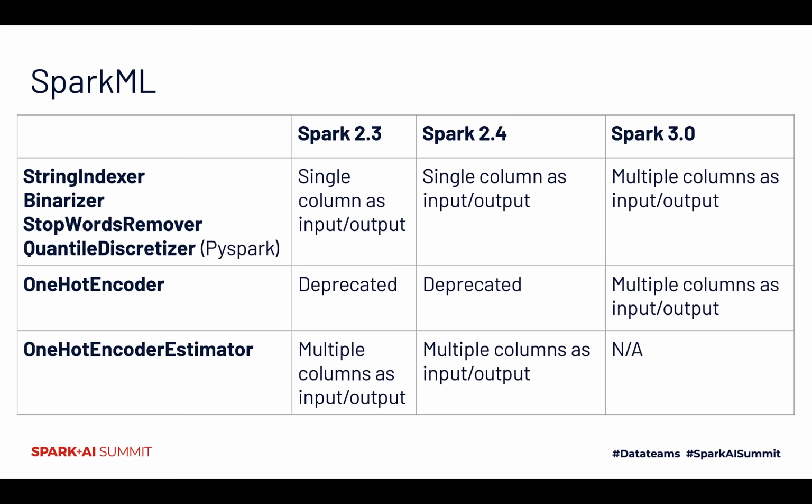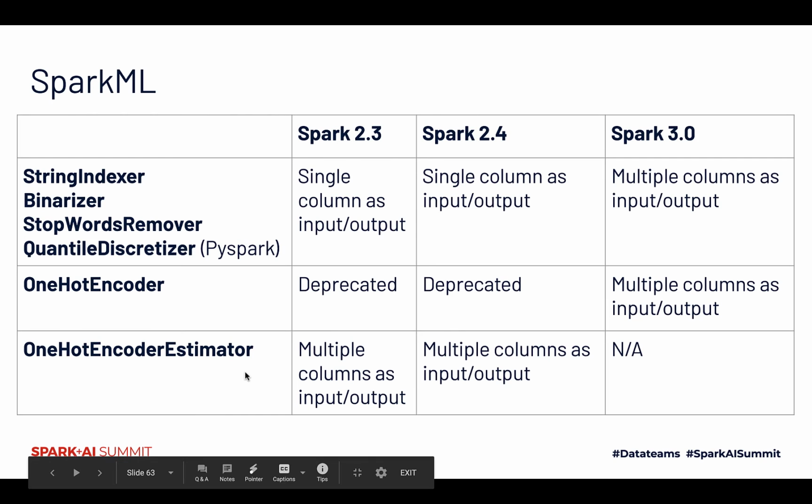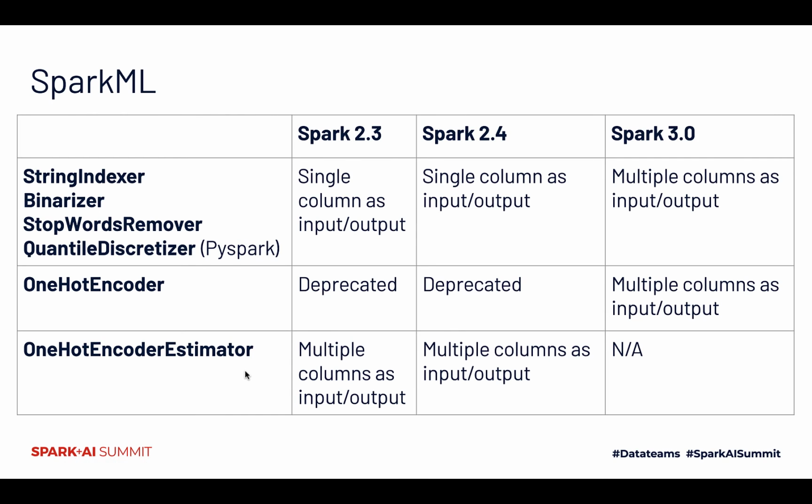Another change has to do with the one-hot encoder. In Spark 2.3, we deprecated the old one-hot encoder. It was a transformer instead of an estimator, and that turned out to be the wrong API for it to have implemented. So the one-hot encoder was rewritten and called one-hot encoder estimator. The problem was nobody rewrote their code, and everybody was still using one-hot encoder, which was a transformer. Now, that's no longer an issue.